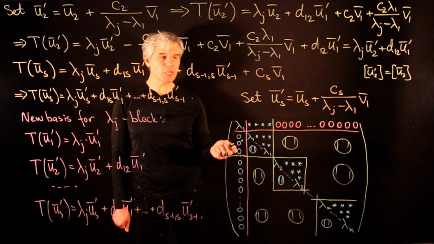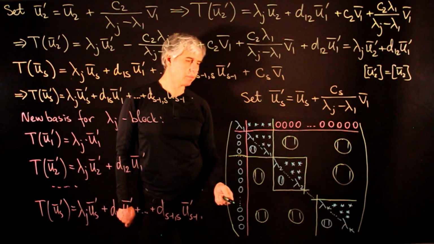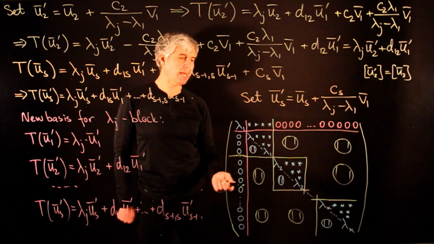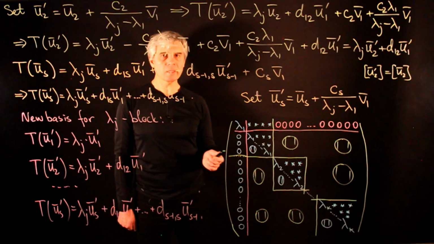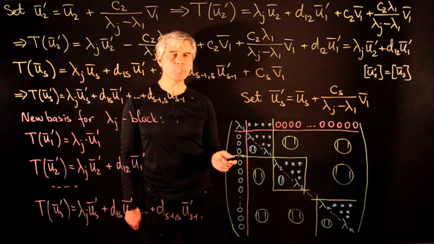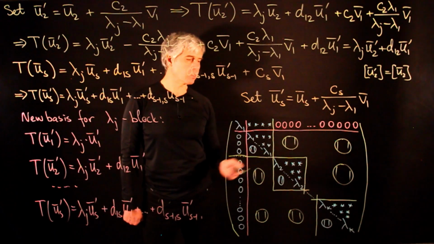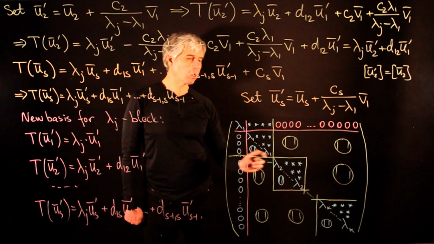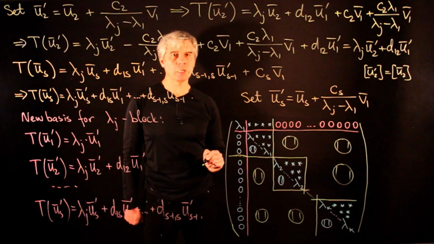And in this adjusted basis, the matrix of T will have the following form. And we see that now it has a block decomposition. So using induction, we prove that any operator on a complex n-dimensional space has a block decomposition with square blocks on the diagonal, where each block has an upper triangular form with the same eigenvalue along the diagonal.